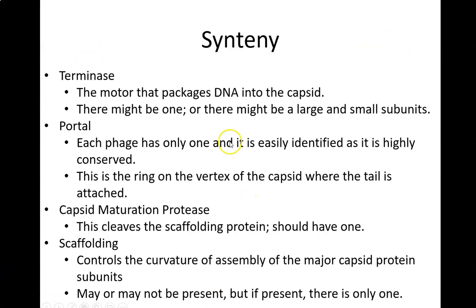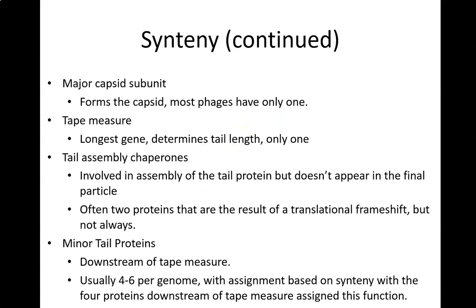So this is from other information on the bioinformatics website that I showed you earlier. Again, we should look for terminase, portal, capsid maturation proteins. There's a lot more detail on the website that tells you, is there one? Is there more than one? Should we be able to identify it? Do all phages have it? Should we make sure we have it in our genome?